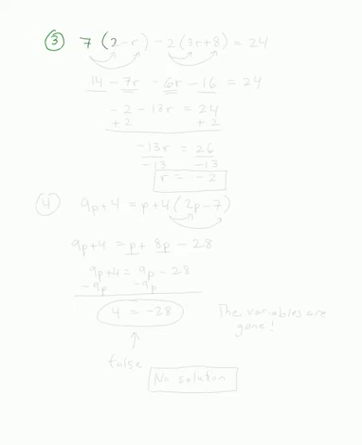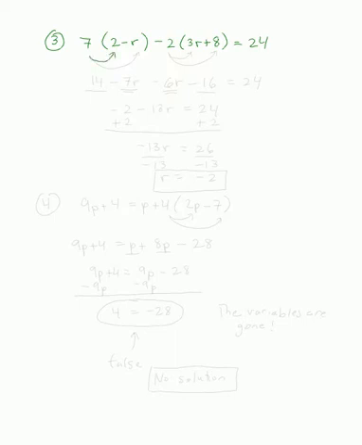We're going to solve the following. 7 times (2 minus r) minus 2 times (3r plus 8) equals 24. So, starting with step 1, use the distributive property to eliminate parentheses. This time I actually have parentheses, so I have to do that first. So I'm going to distribute the 7.